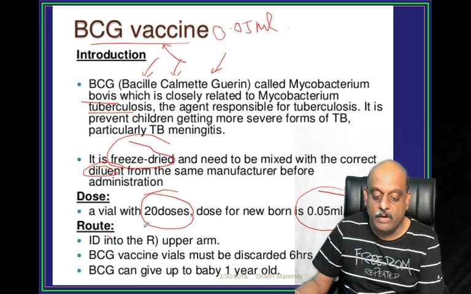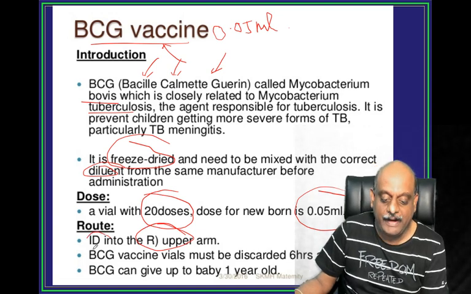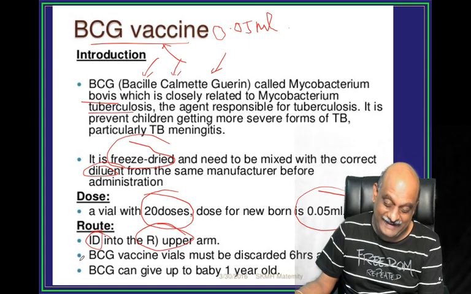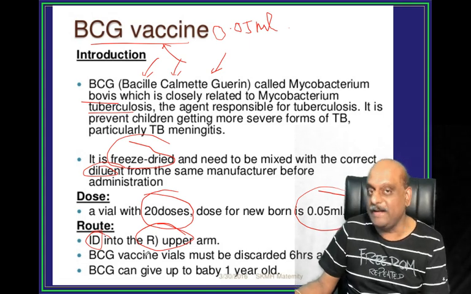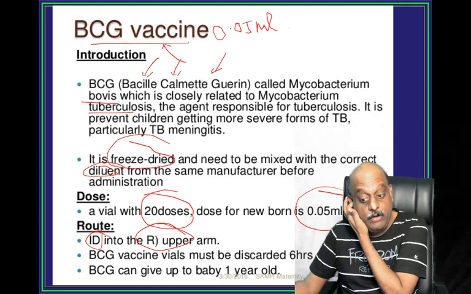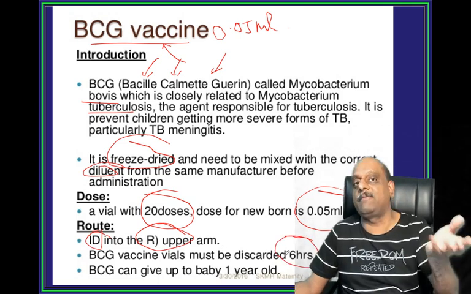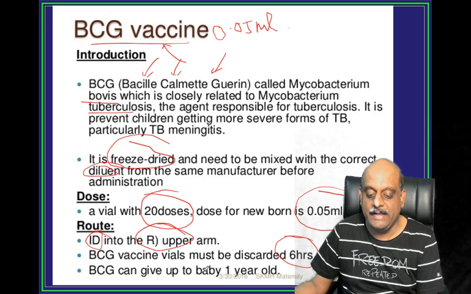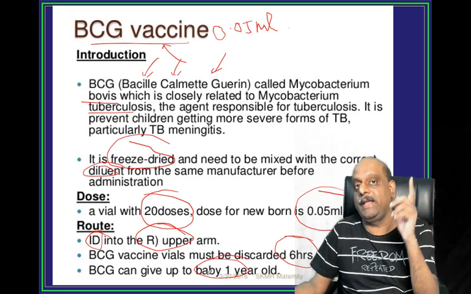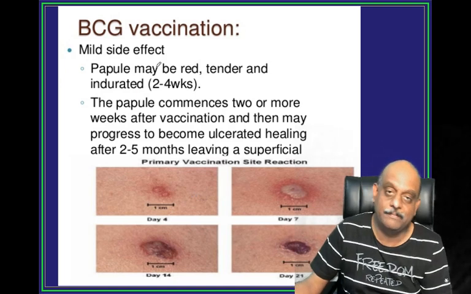It is given into the right upper arm, intradermally, not intramuscularly. The examiner will definitely fail you if you say intramuscular. It should be discarded within 6 hours after mixing. And it can be given to the baby up to 1 year old. You are able to give it.